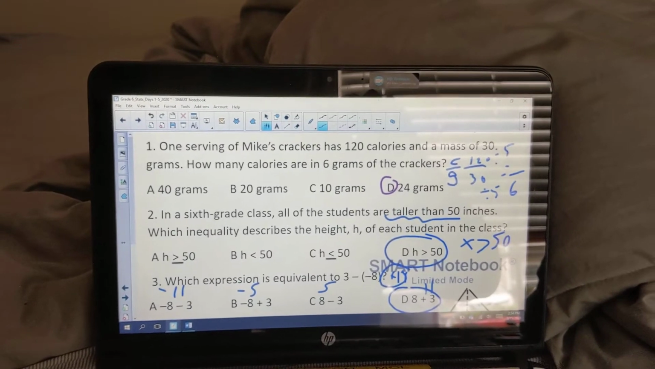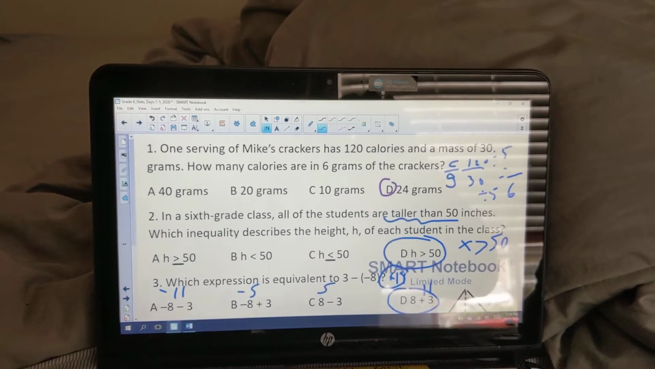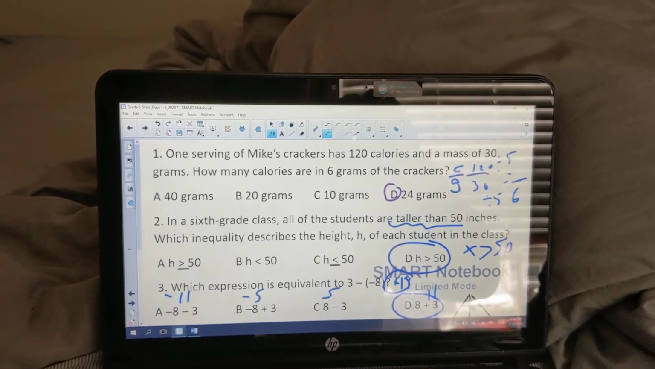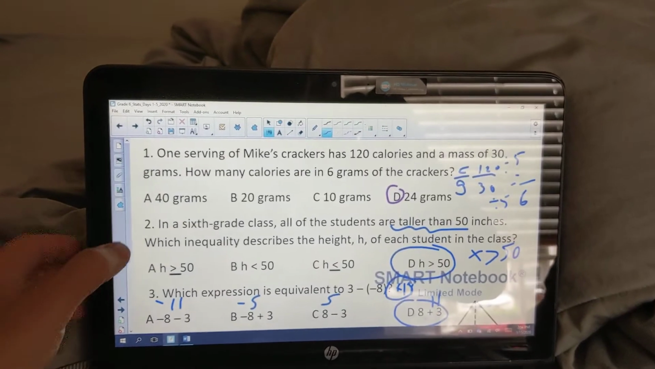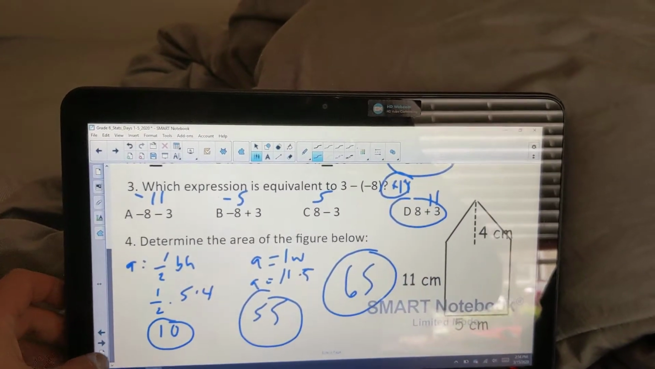Number 3, which expression is equivalent to 3 minus -8? You must use a calculator for this. When you type in 3 minus -8, you see the answer is positive 11. Then you work each answer choice to see which answer gives you a positive 11, which is D.